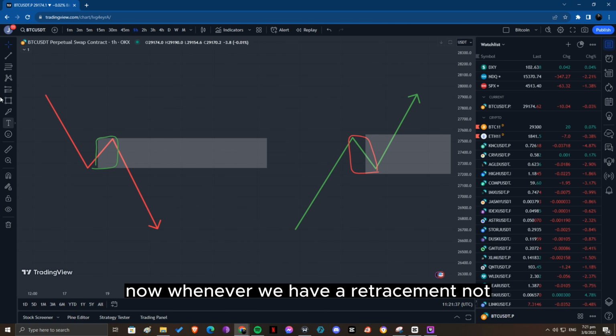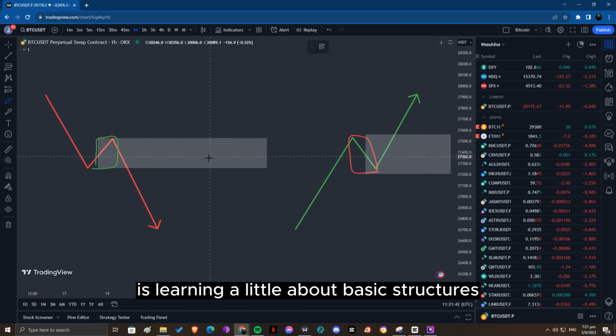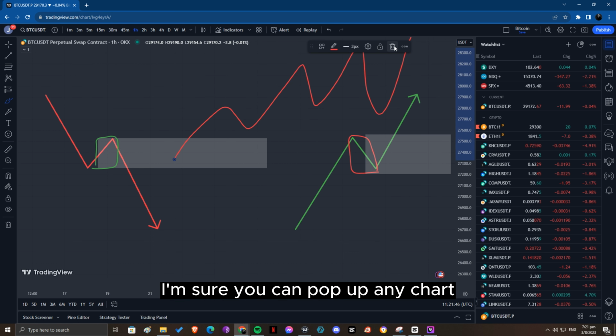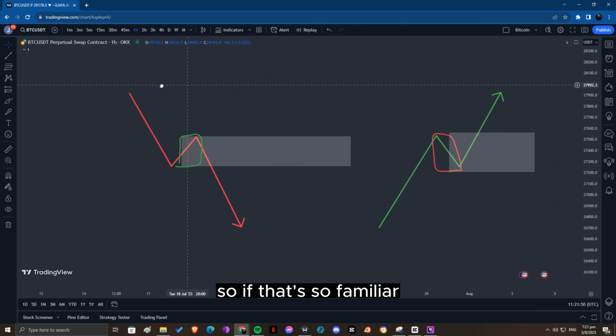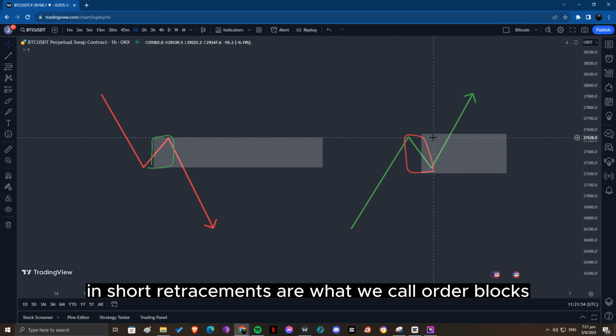Now, whenever we have a retracement, I assume most everyone here is learning a little about basic structures. As you can see, most markets move in waves like this. I'm sure you can pop up any chart and you will find this very familiar. So, if that's so familiar, what are these retracements? What are retracements in short? Retracements are what we call order blocks.